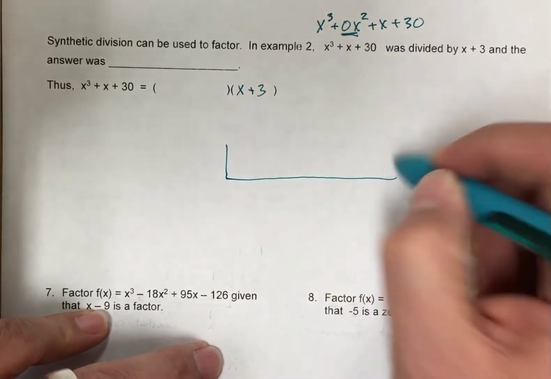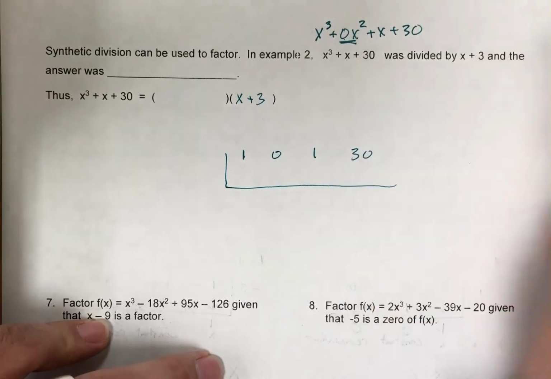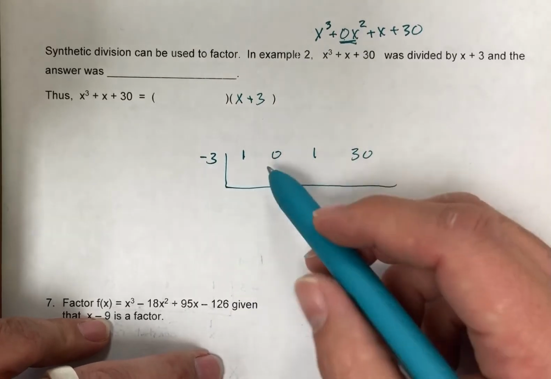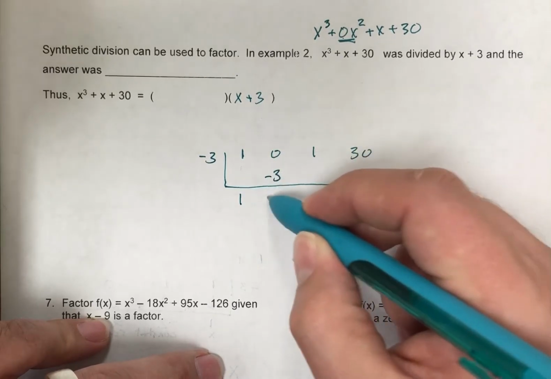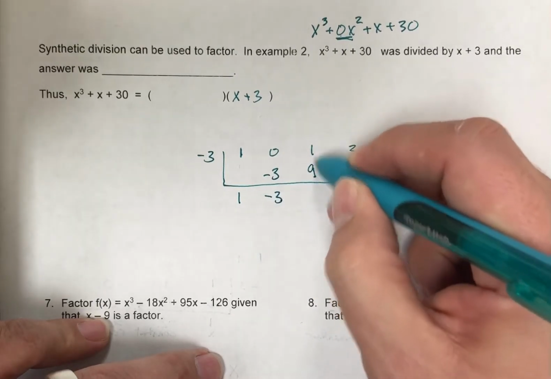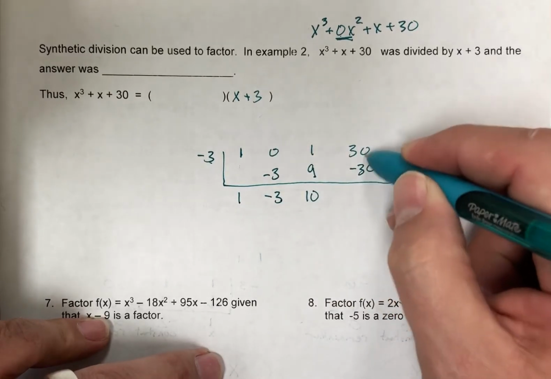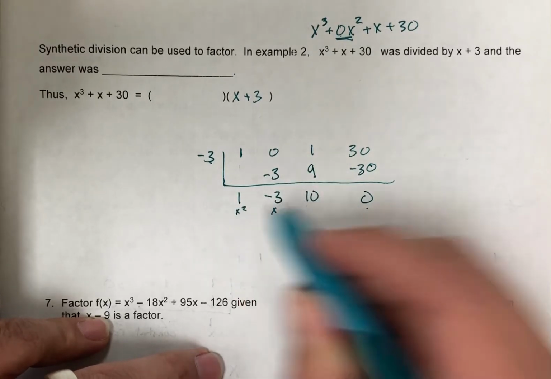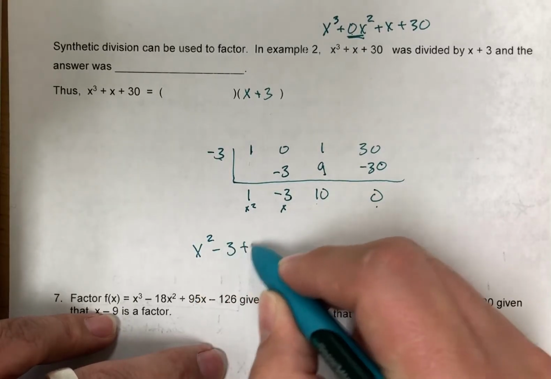So I do a 1 for the coefficient there, a 0, a 1, and a 30. And this was plus 3, so now it's minus 3 here because I take the root. Drop down the 1, -3 times 1, -3. Combine gives me -3. -3 times -3 gives me a positive 9. Combine. -3 times 10 gives me -30. Combine. Remainder, constant, x squared. So my answer is x squared minus 3x plus 10.